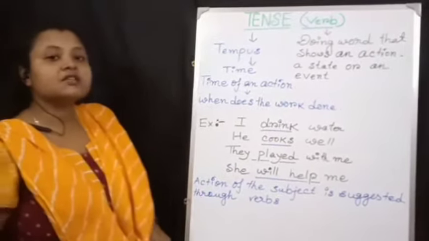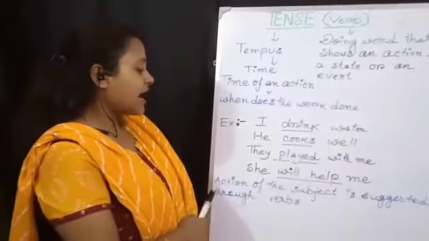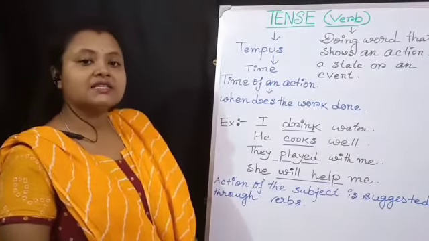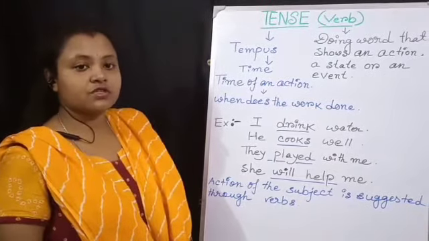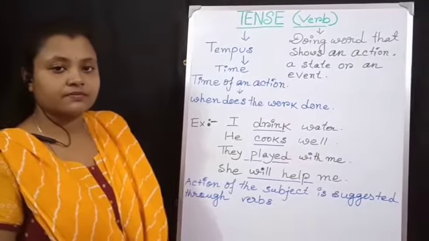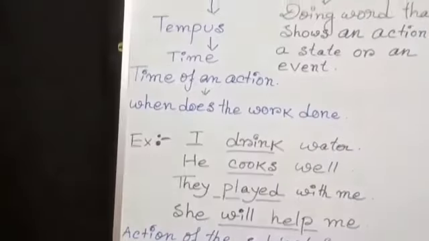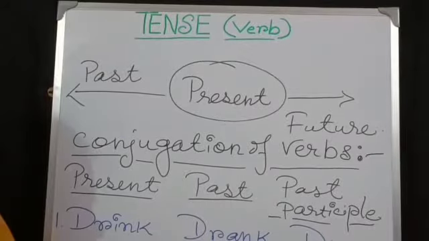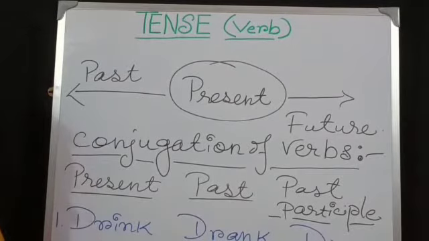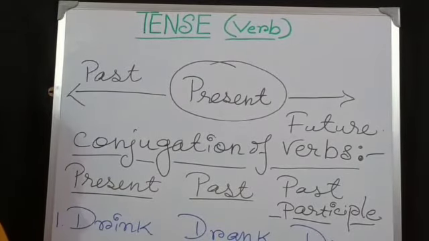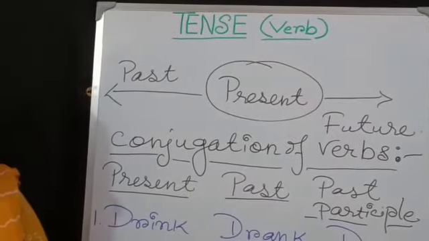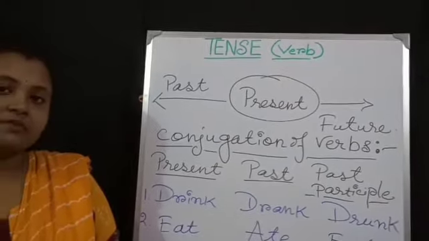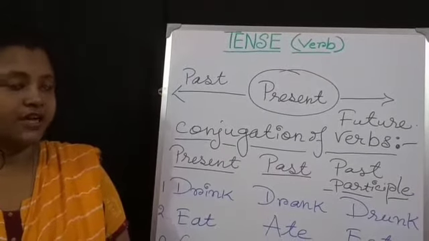So what does the verb do? The action of the subject is suggested through verbs and tense refers to the time of an action. Time of action, or you can say when the action is done. So either the action is done in the present time, or it can be done in the past time, or it can be done in the future time.